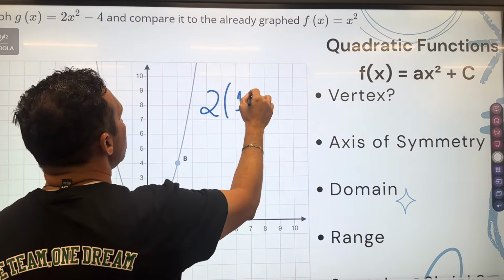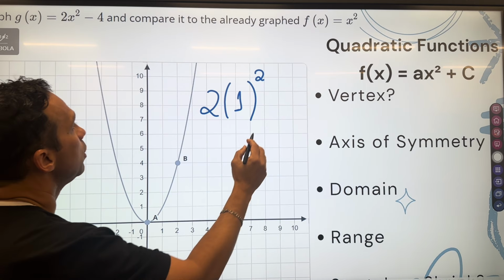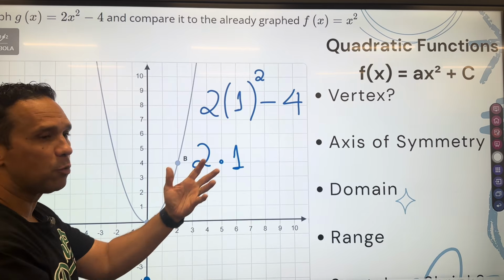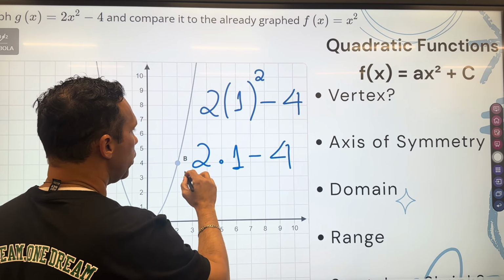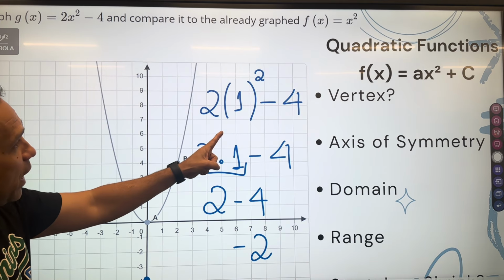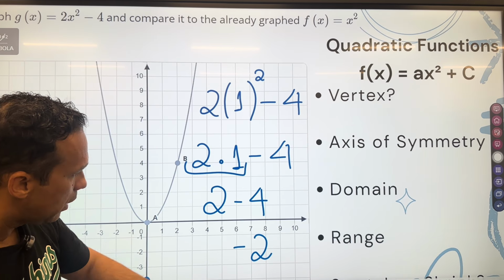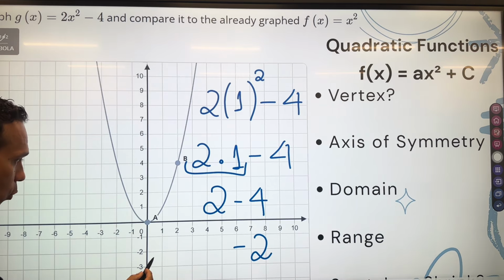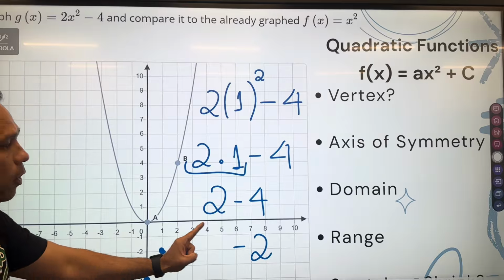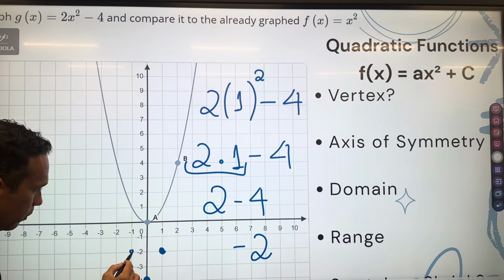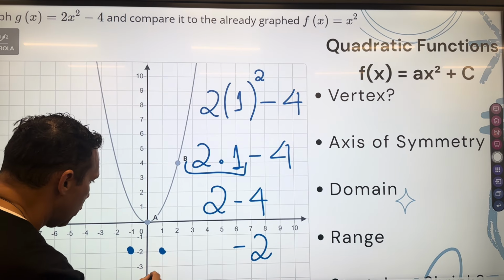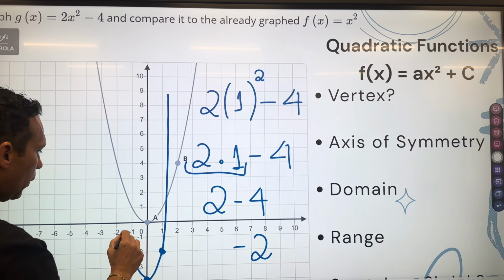I will plug in this time only, so you see the process. 2 times 1 squared is 2 times 1, 2, minus 4. When we do this, we get 2 minus 4, negative 2. So when x is 1, y is negative 2. If we put negative 1, we get the same number. What happens on one side will happen on the other side. So we go here, and we go here.